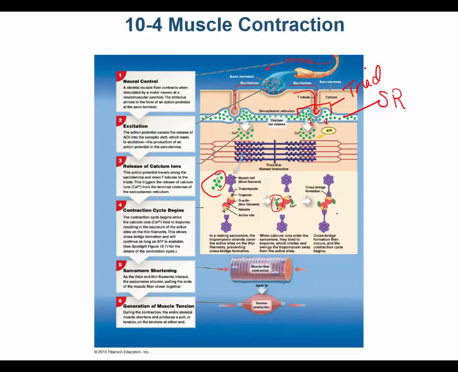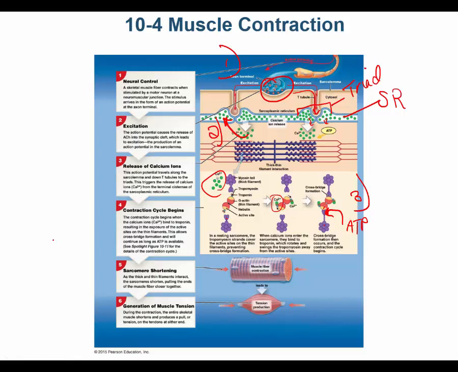Now we need to do two things to relax. Well, we need to do three things to relax this muscle. First thing we have to do is chew up all that acetylcholine with acetylcholinesterase. Second thing we have to do is make sure we pump all this calcium back into the SR. And that's going to require energy. And the third thing we have to do is ATP has to bind to that myosin head, or it'll never release from the myosin head binding site.